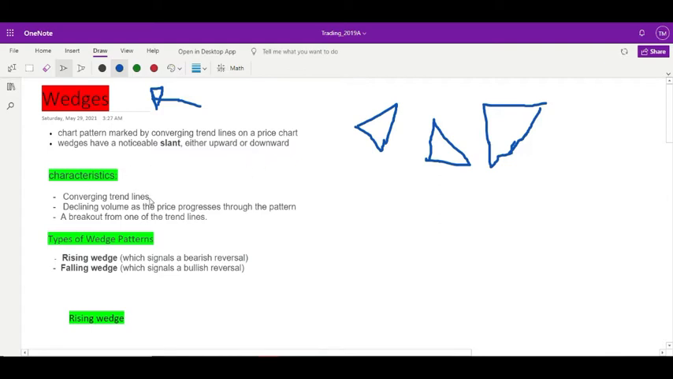So the characteristics: they are seen by converging trend lines, right? We know how to draw trend lines. Declining volumes, right, as the price progresses through the pattern. I'll show you this trick when I'm doing an example. A breakout from one of the trend lines, definitely there will be a breakout, but it's still the same thing.